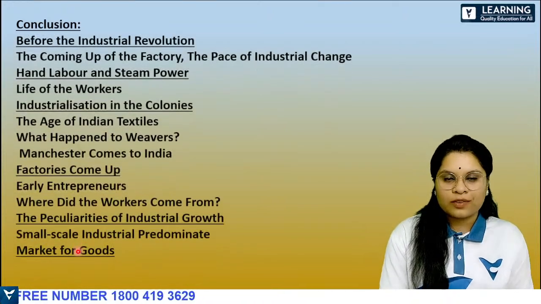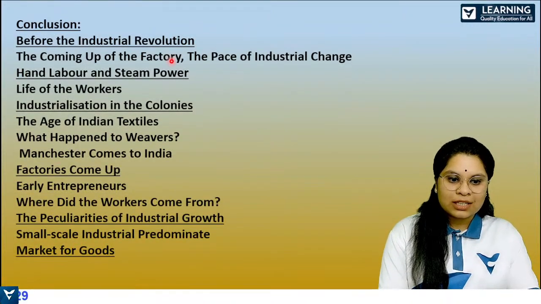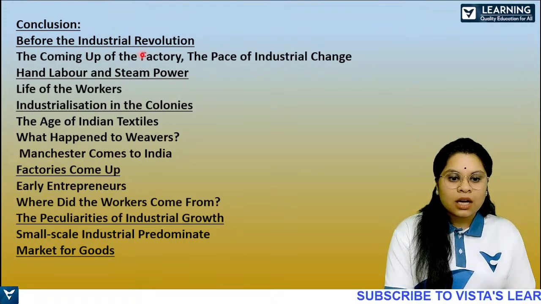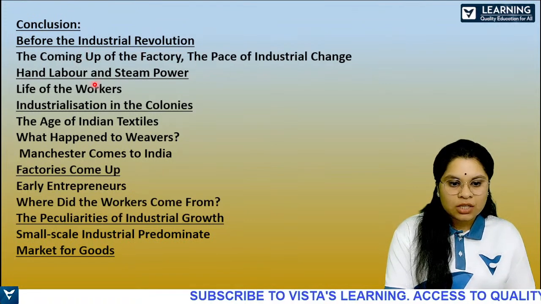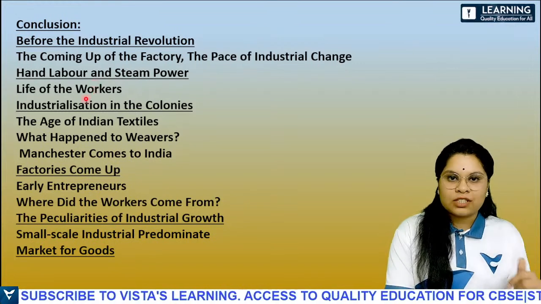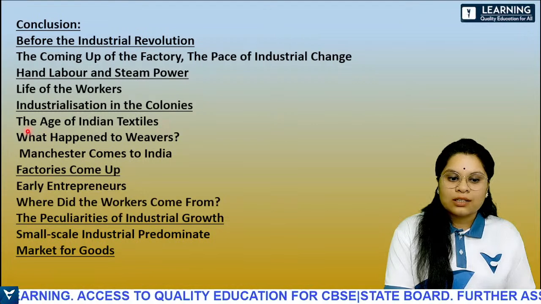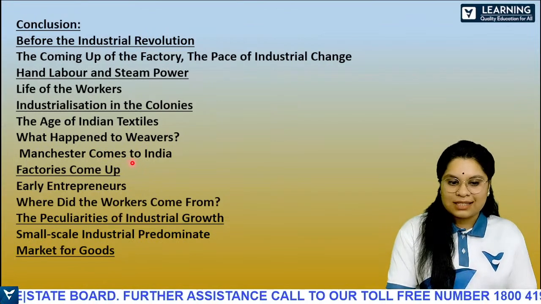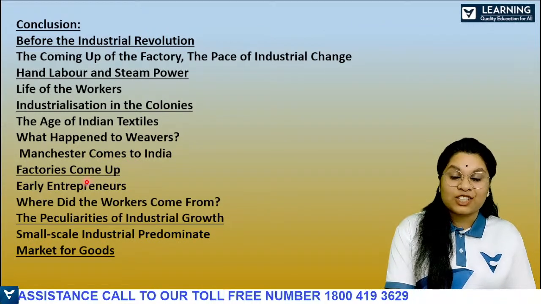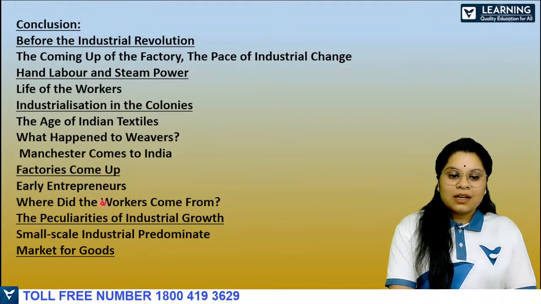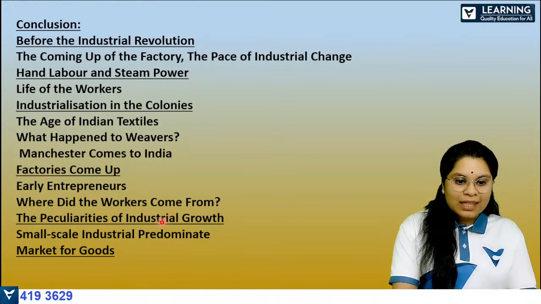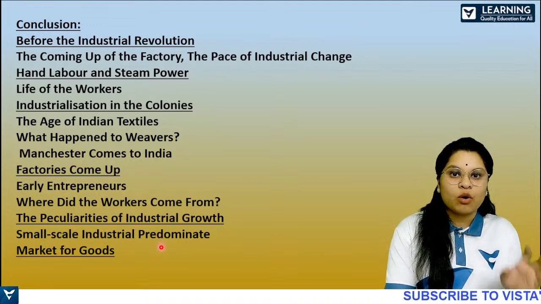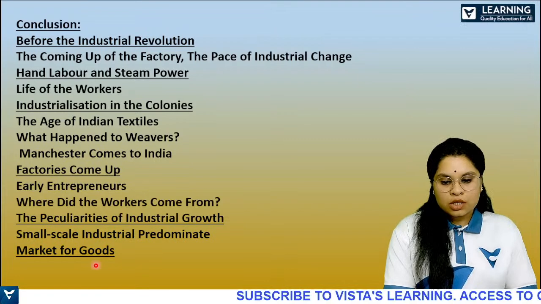Next is the conclusion. We've studied all of these things. Before the Industrial Revolution, we studied two topics: the coming up of the factory and the pace of industrial change. Then we studied hand labor and steam power, and the life of workers. In industrialization in the colonies, we studied the age of Indian textiles, what happened to the weavers, and Manchester comes to India. Then in factories come up, we studied early entrepreneurs and where the workers actually came from. Then the peculiarities of industrial growth: small scale industries predominate, and the market of goods. This much we have studied.